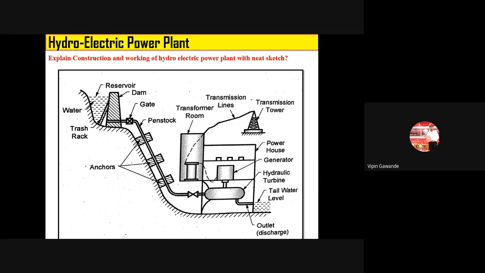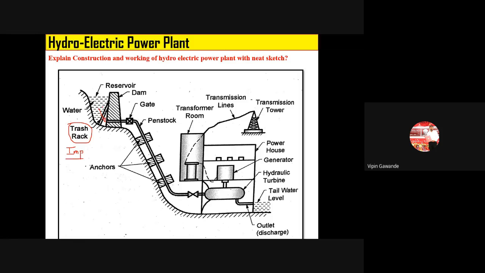Now what is the purpose of this trash rack? We have collected the water, and this water will flow through the trash rack. We know that the water has impurities. When this water flows through the trash rack, the impurities are removed. So it is used for removing the impurities. It is one kind of filter here.